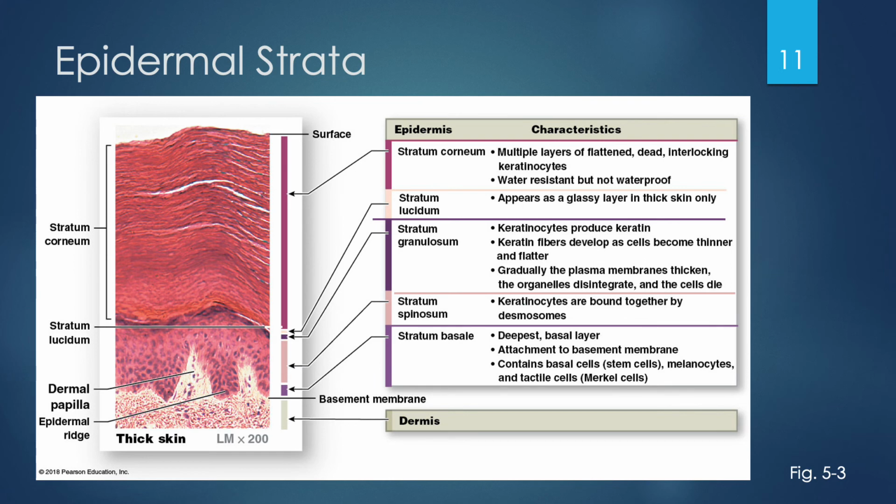And then finally, at the very top, we're up to the stratum corneum, or the corny layer. And it is basically a lot of keratinocytes that are dead, but they are all locked in together with keratin fibers, and this creates a water-resistant but not waterproof barrier.